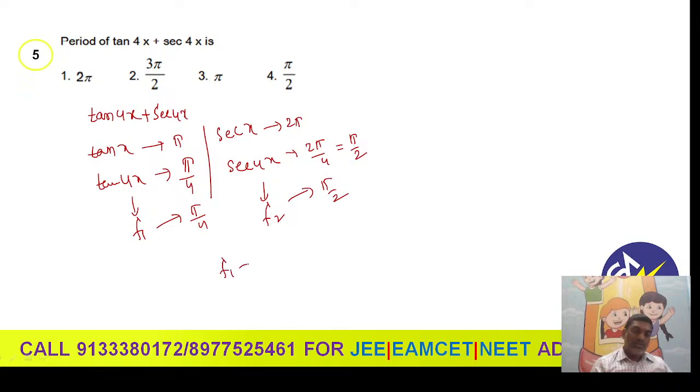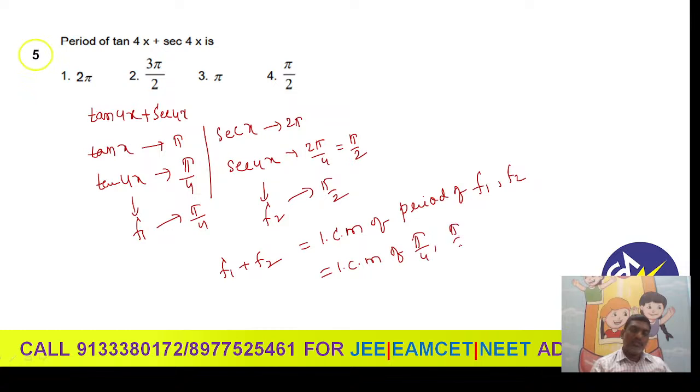So here we require the period of f1 plus f2. The period of f1 plus f2 is nothing but LCM of the periods of f1 comma f2. So what is the period of f1? It's pi by 4. And what is the period of f2? It's pi by 2. So what is the LCM of pi by 4 and pi by 2? Pi by 4 means 45, pi by 2 means 90. 45 comma 90 LCM is 90. So the answer is pi by 2. Option number 4 will come. Is it okay? Right.